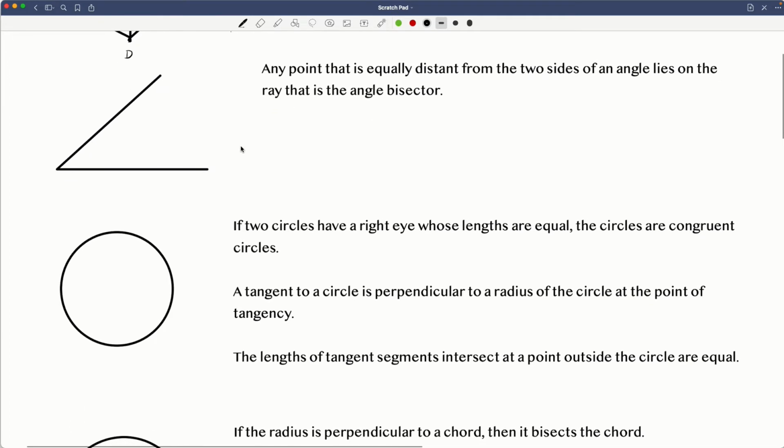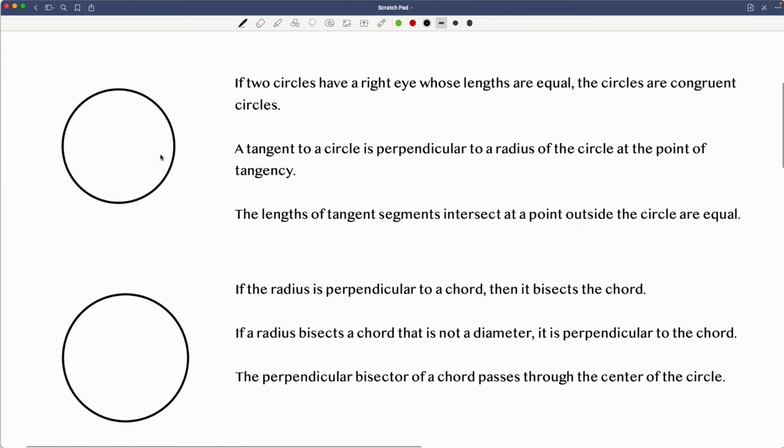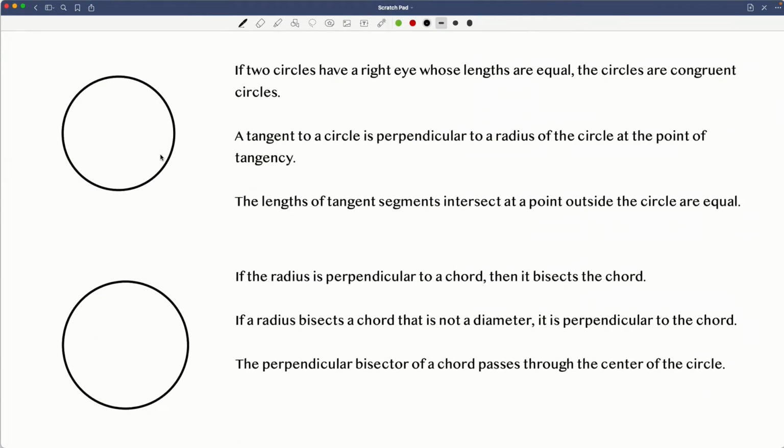Any point that is equally distant from the 2 sides of an angle lies on a ray that is the angle bisector. So that means if I have a point right here and I were to measure from here to here and from here to here, and those were the same distances, then that would be in the center and it would lie along the ray that bisects the angle. Pretty straightforward stuff. It's fairly common sense in proofs and geometry. You're not getting too deep. It's just kind of calling out the obvious sometimes.